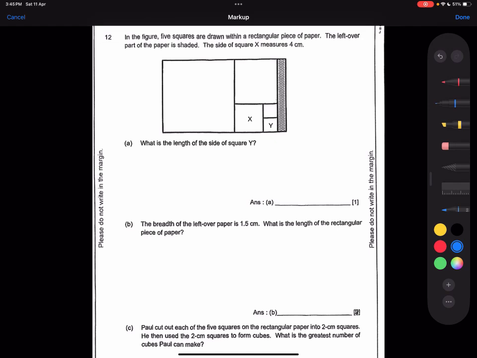Now it's important to note that these are all squares. Alright, 5 squares. The side of square X measures 4 cm. Square X is here. This is 4. This is 4. Okay, and now given that we know Y is also a square, which means that this side is the same as this side, and given that this one on top here is also a square, so this side will also be the same.